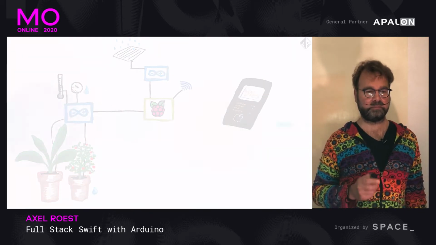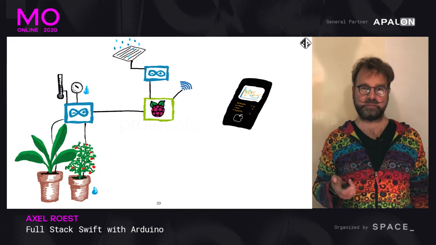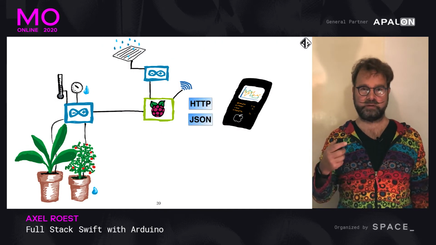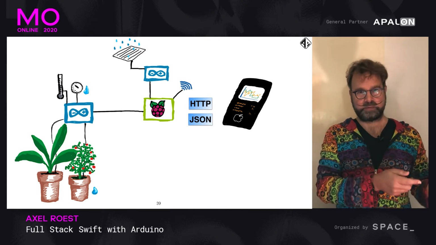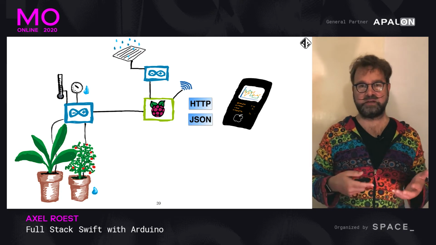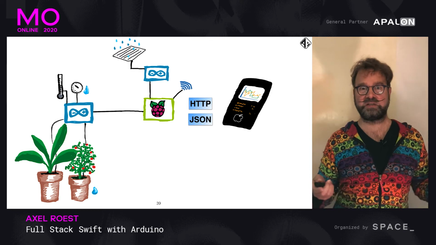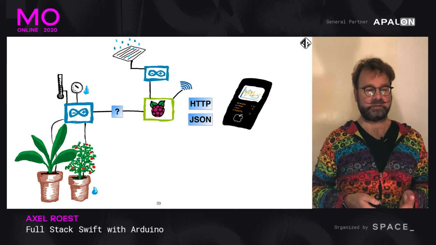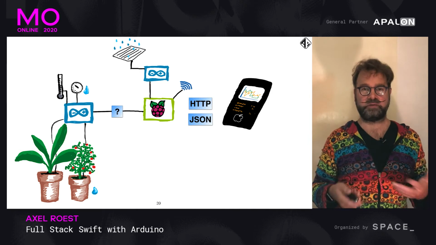But first, protocols. And I don't mean the Swift protocols, I mean communication protocols. Because between a website or an API and your mobile phone, it is clearly defined what you can use. There's HTTP, you have JSON, XML if you want. But between the Arduino and the Raspberry Pi, it's not known. You have to define it yourself.